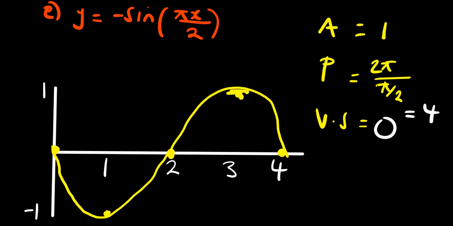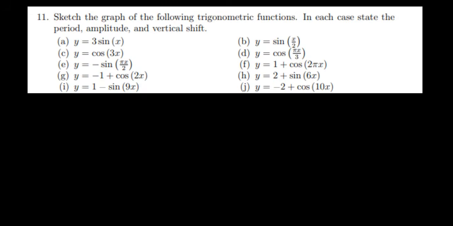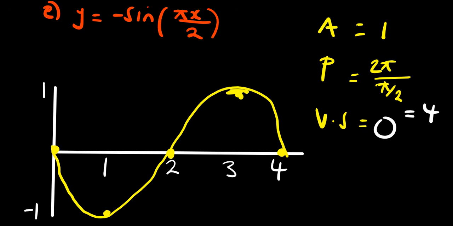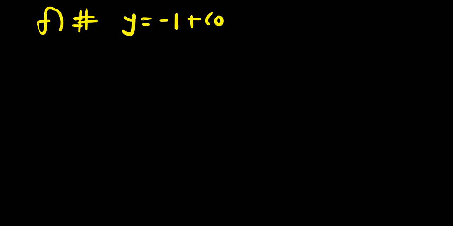Now let's solve another one which maybe has a vertical shift. Let's solve f. F is equals to y is equals to negative 1 plus cos 2 pi x.